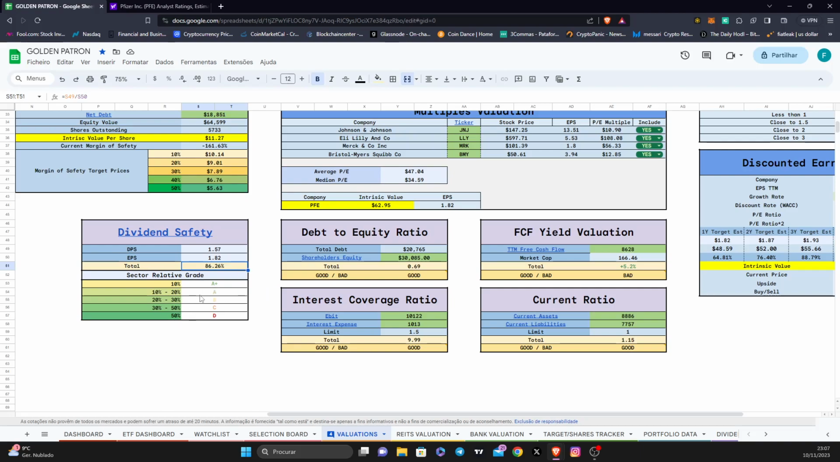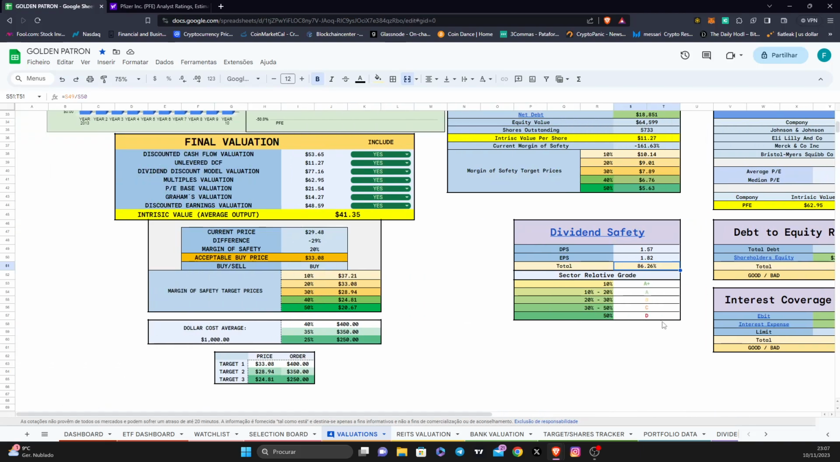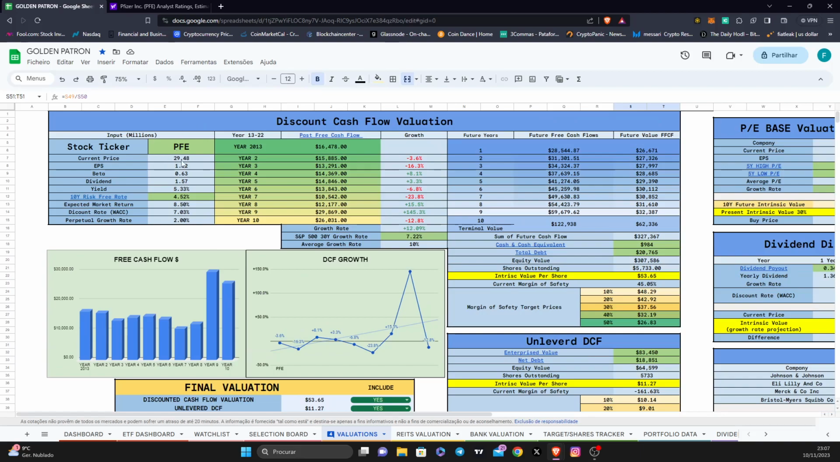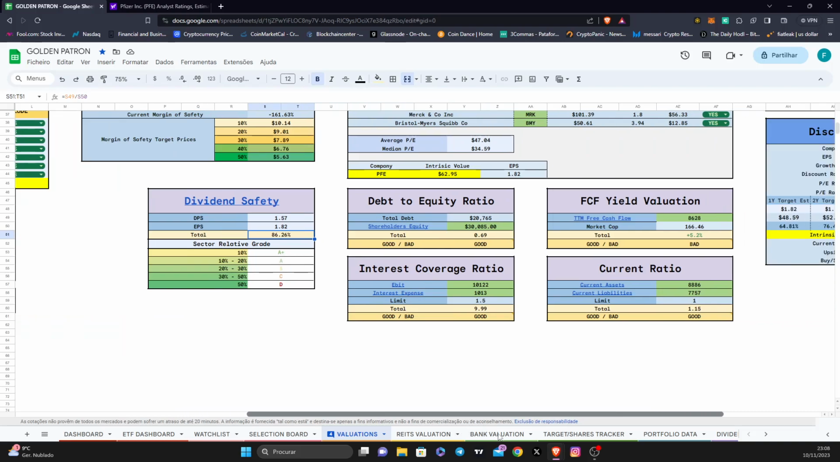So this means they don't have much room, but for Pfizer, to me, it's not very important, and I'll show you why. Because first of all, the current price is very low, it's only $29, and second of all, the dividend yield is actually pretty high. It's 5.33. So even if they don't increase dividends, or they have a little cut, you're still going to get a really good dividend in the coming years.